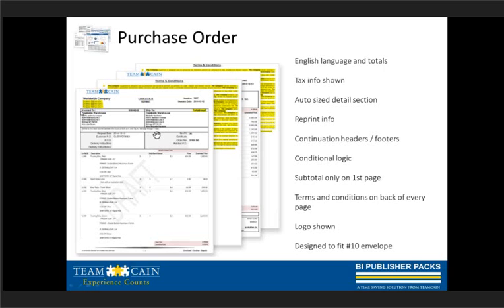And sorry, this box is just in my way. The bill to and sold to section, or the ship to section here, is designed to fit in a number 10 envelope already. So when you do the folding, it's designed to already be in position there.